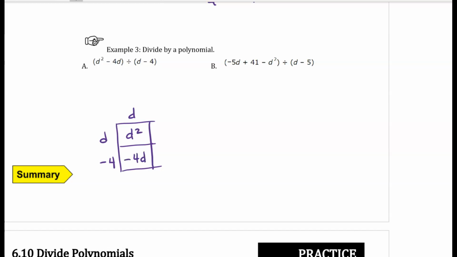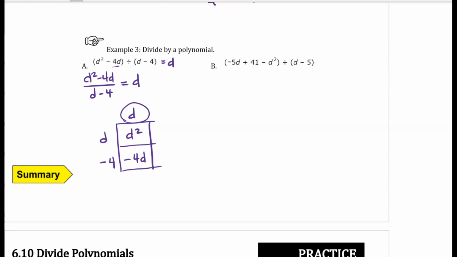Let's compare that to our original expression right here. We had d squared minus 4d, and that's exactly what's in our box. So our division is complete, and this is our quotient. In other words, that's our answer. So we would say that is equal to d. Now another way that you see division problems would be d squared minus 4d divided by, using a fraction bar, d minus 4. So even though that's written in a different way, it would still divide and simplify to d.